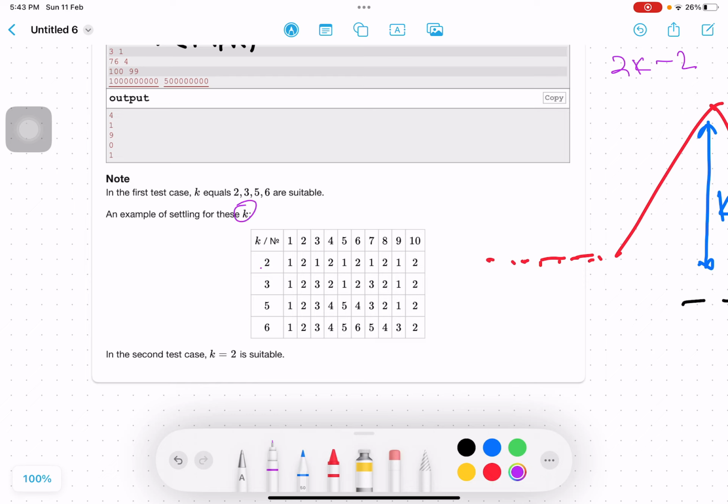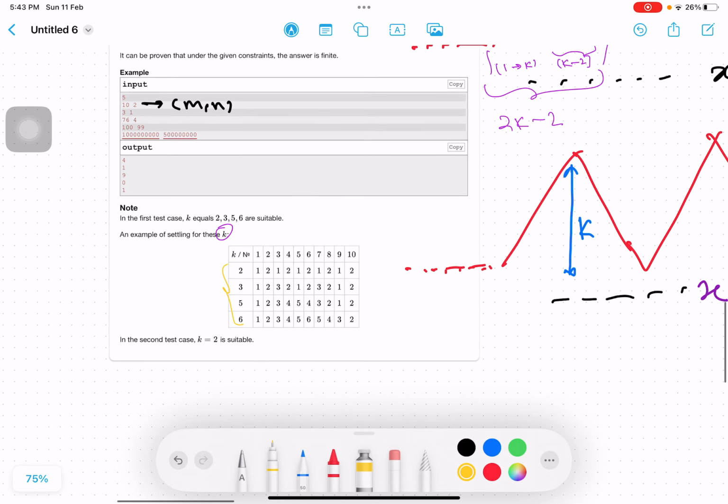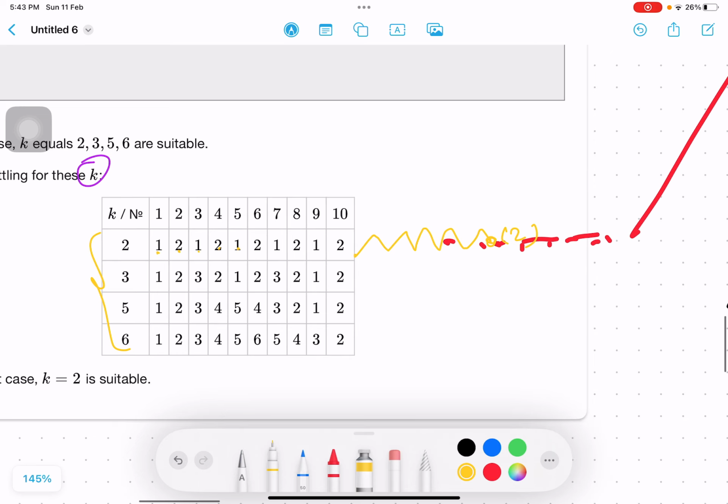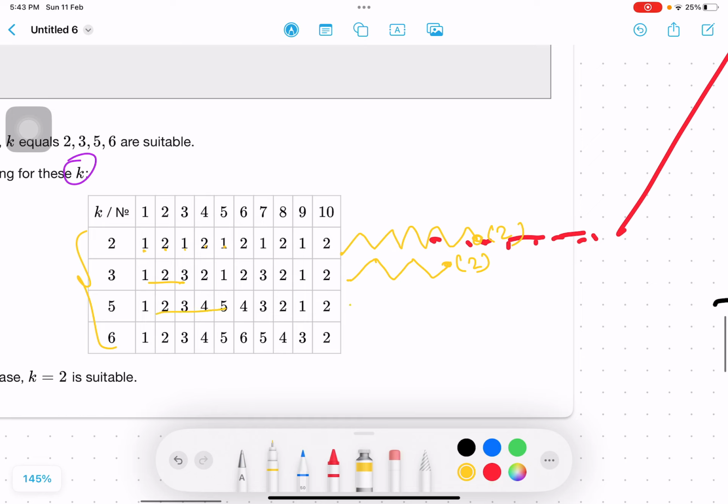k can have the values 2, 3, 5 and 6. For 2 the sequence is like 1 2 1 2 1 2, and at the end it is 2. For 3 it is like 1 2 3 and then 3 2 1, 1 2 3 2 1 and then 2. And for 5 it is like 1 2 3 4 5 4 3 2 1 and then 2. And for 6 it is like 1 2 3 4 5 6 and then 2.